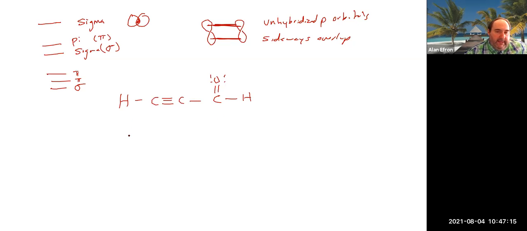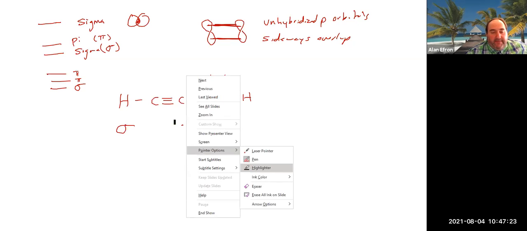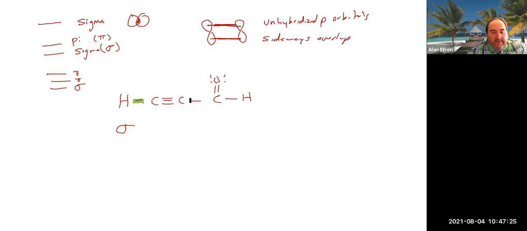we can count up the number of sigma bonds in this entire thing by really just looking for each line. So that's a sigma bond. That would be a sigma bond. That would be a sigma bond. One of these lines would be a sigma bond, and one of those lines would be a sigma bond. And that means in this particular case, that would be 5, I believe.